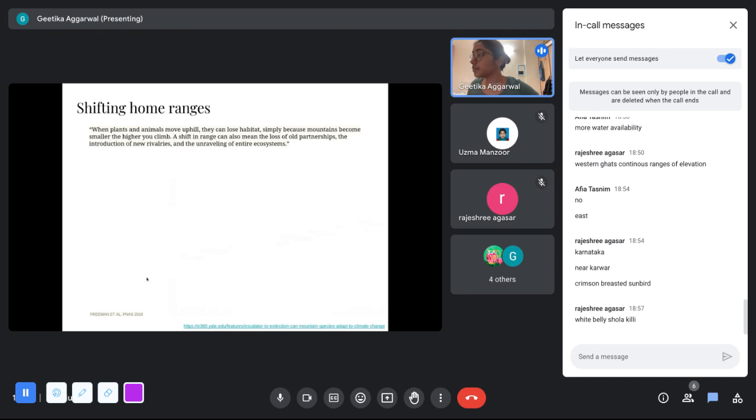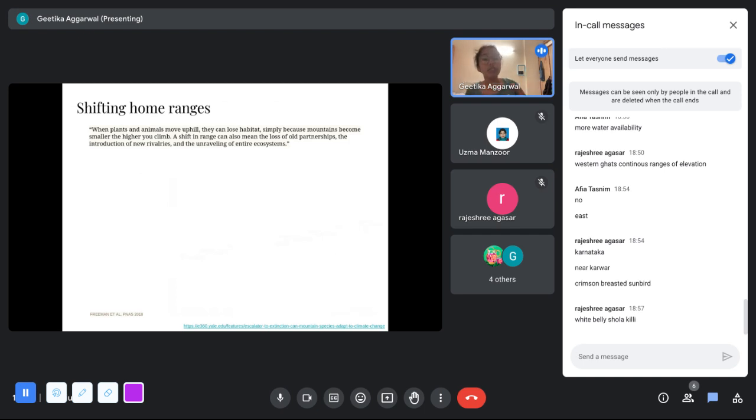So this is a paper which you can find at this link. I've pasted the link here for your reference. It's talking about shifting home ranges, which we discussed. So when the plants and animals keep moving uphill, they can also lose their habitat, because one of the simple reasons is that mountains are broader at the base, and as you move higher they get narrower.